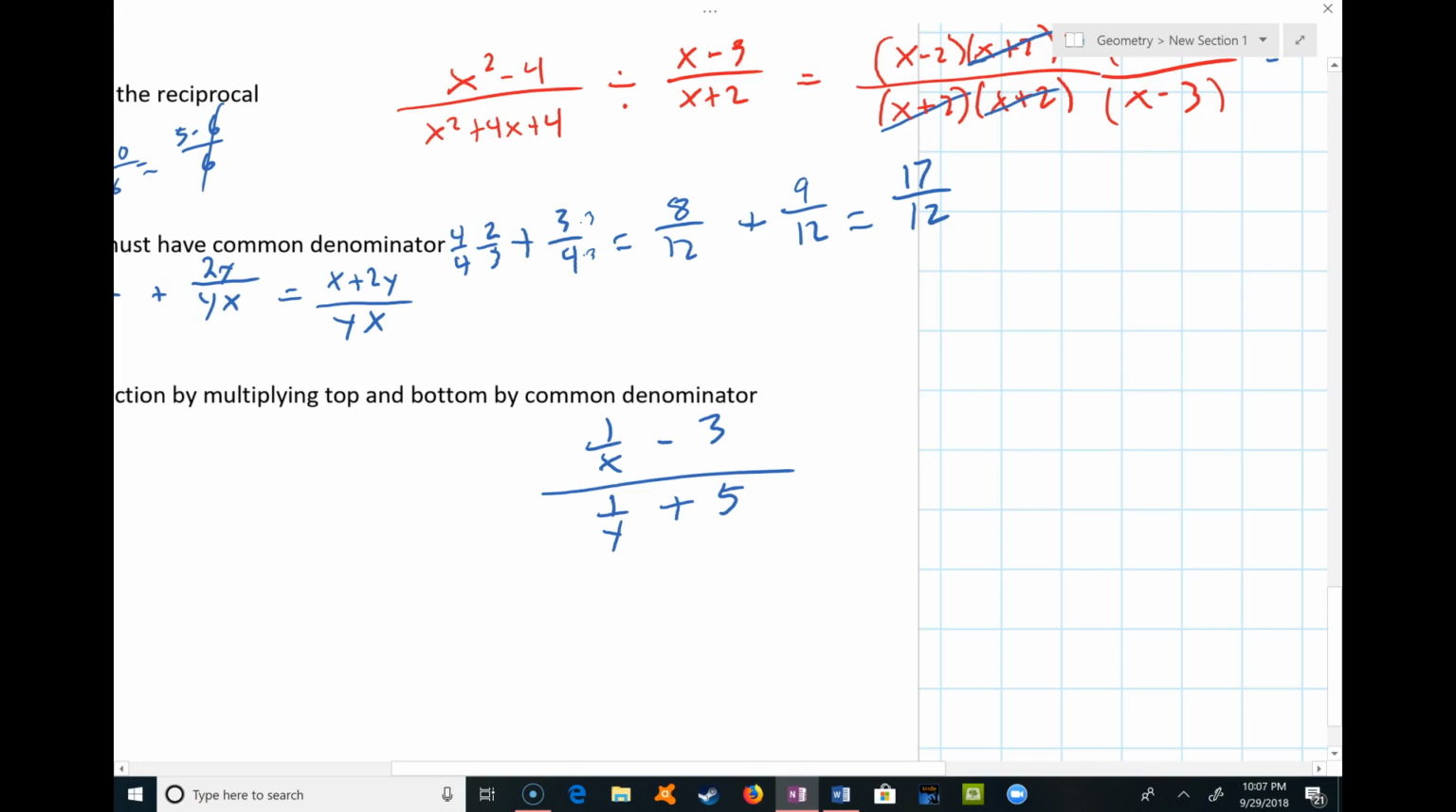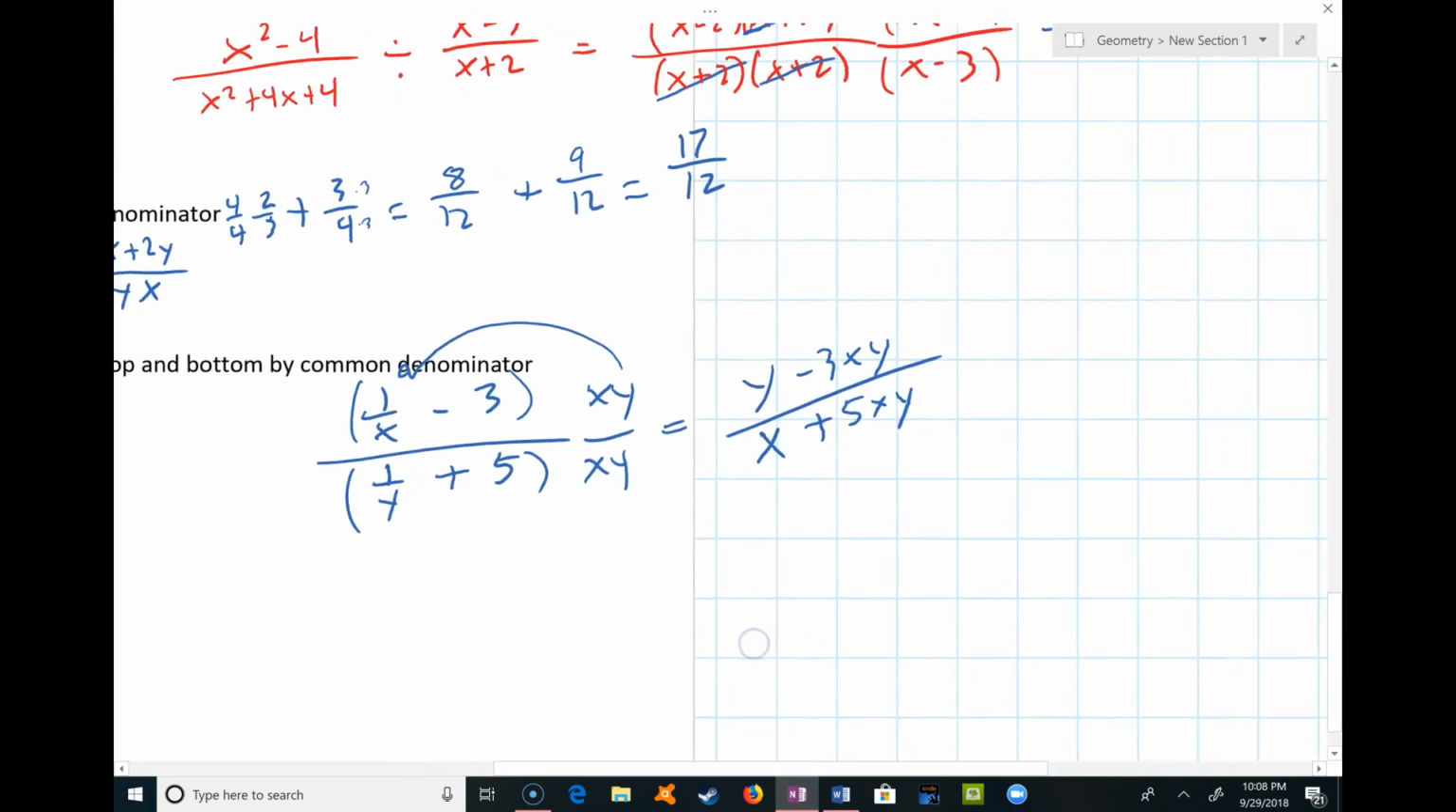The common denominator of all the fractions within the fraction, looking at 1 over x and 1 over y, would be xy. So I'm going to multiply the top by xy and the bottom by xy. Of course, I have to distribute, because these are really grouped together. xy times 1 over x would be just y, and xy times negative 3 would be negative 3xy. Same thing down here: xy times 1 over y would be just x, and xy times 5 would be positive 5xy. You can see that we greatly simplified this because there are no fractions within fractions now.